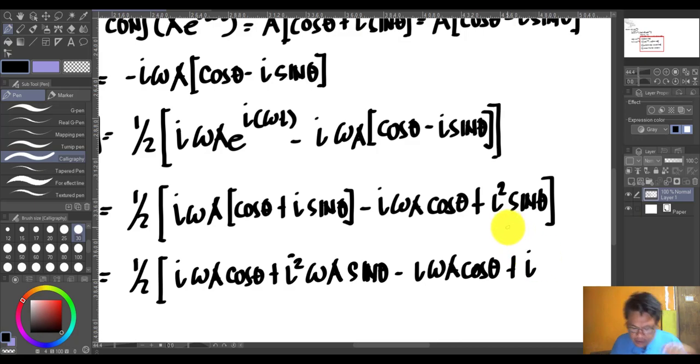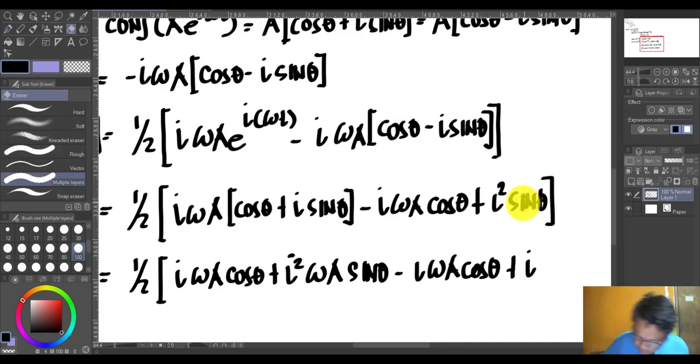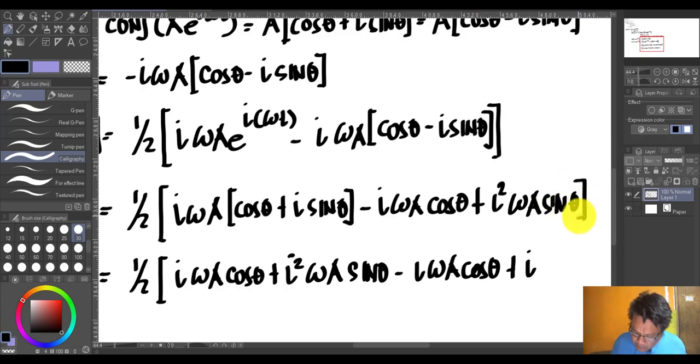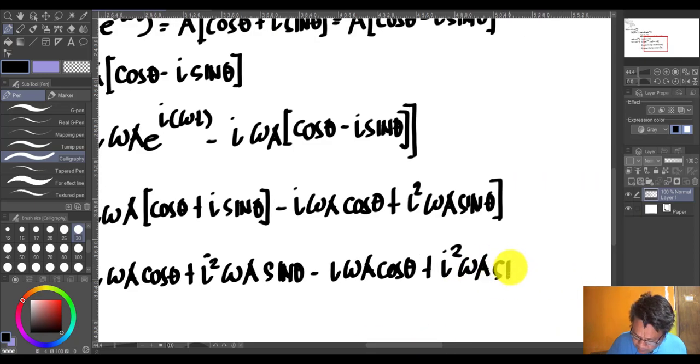I forgot here to distribute the values, so I'm going to erase this one, sorry for that. I forgot to rewrite the coefficient of this one since we're going to multiply, so that will be i ω A sine of theta, so close parenthesis, so that will be i squared ω A, and we have sine of theta.